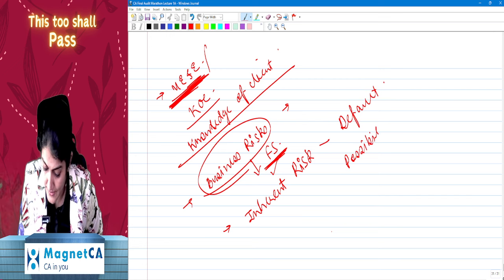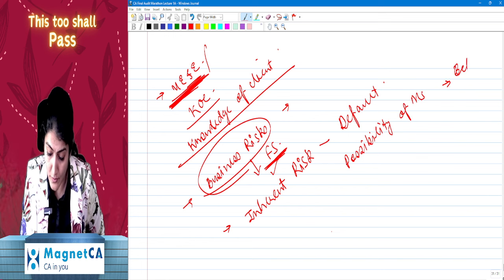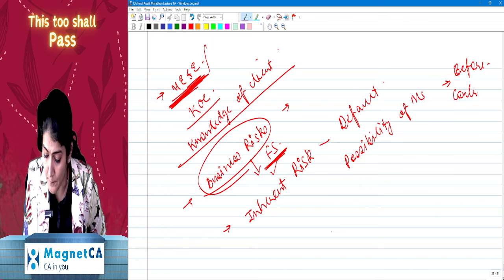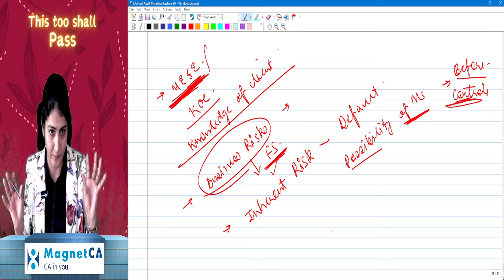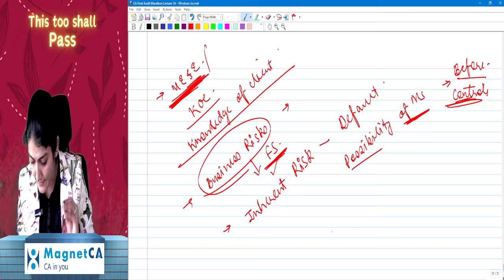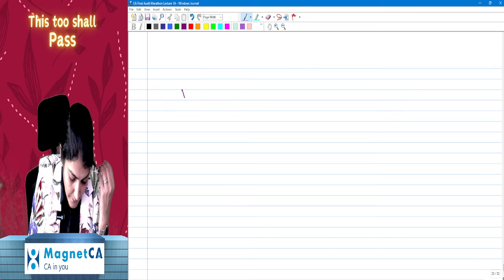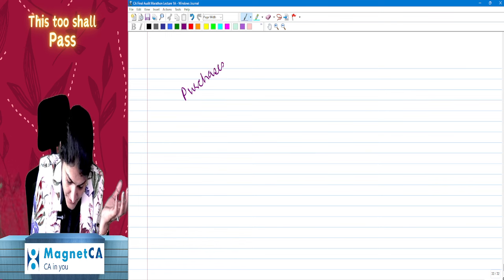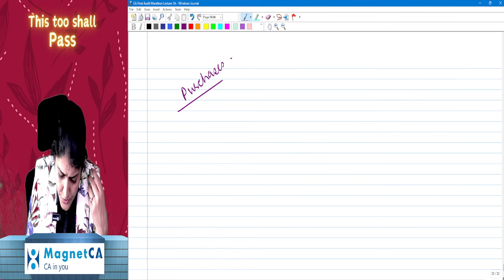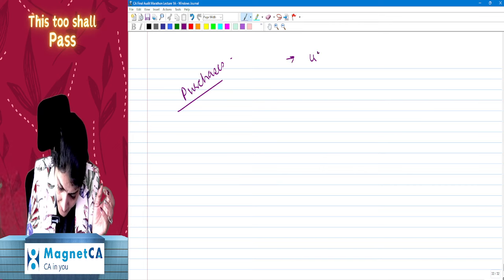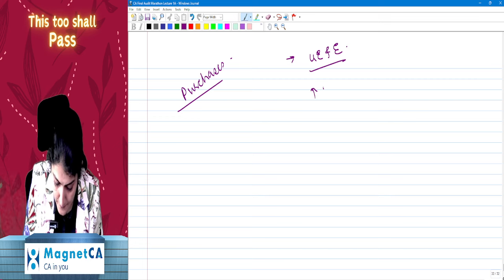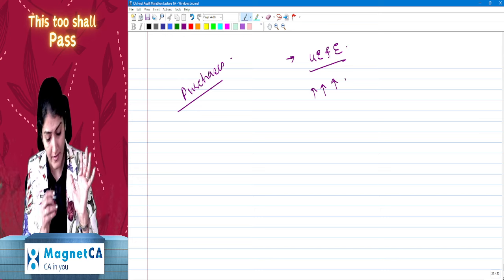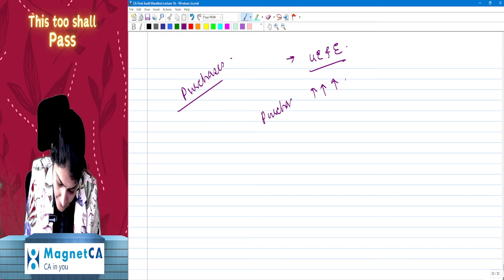Possibility of a misstatement, chances of fraud and error before consideration of controls. I have not yet checked the controls in the company, but before consideration of controls, there is a possibility of fraud and error. Okay, so now, say in a company, I am checking the purchases, for example, and I understood the entity and its environment. By understanding the entity and its environment, I come to know that the purchase price of raw material has increased.